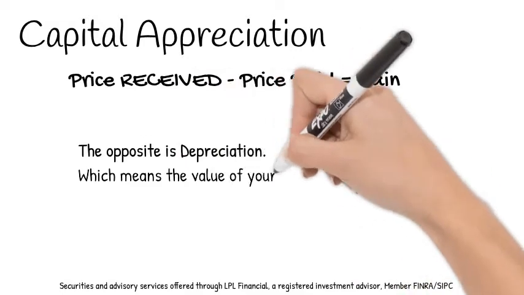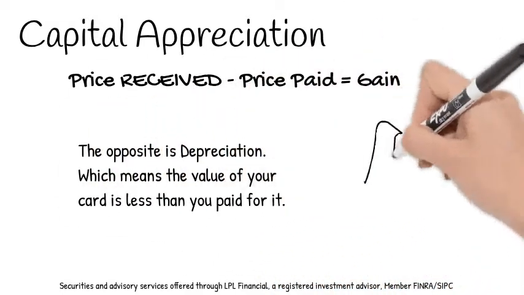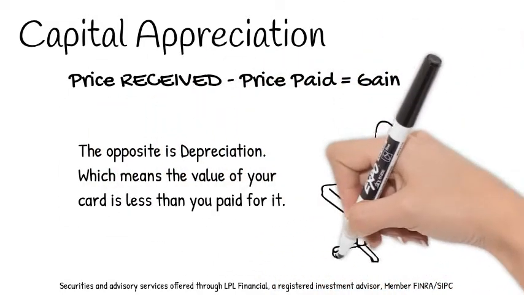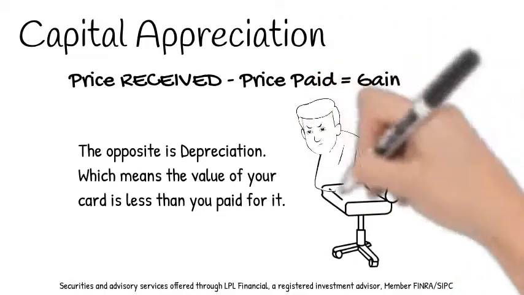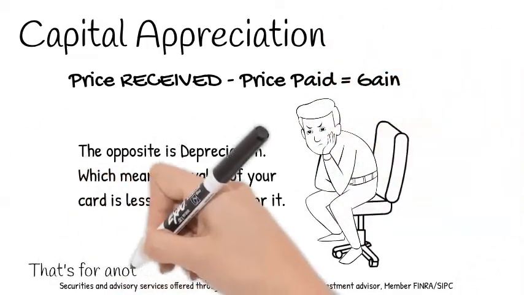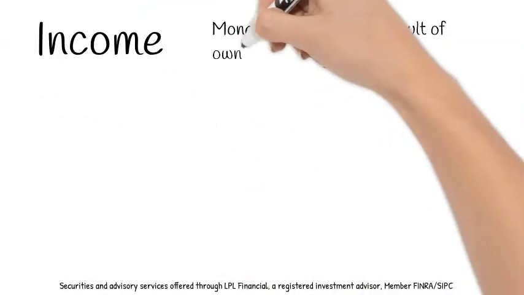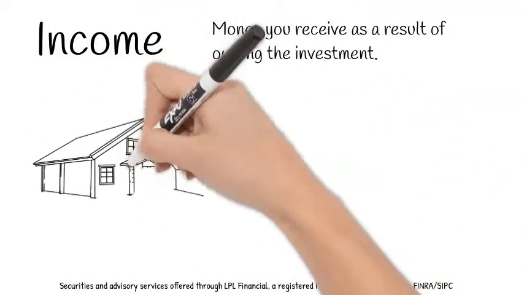Simple math. Price received minus the price paid equals capital appreciation. I know some of you out there are thinking I should include the cost of obtaining the autograph, ticket for the game, gas to and from the game, and so on. For our purposes here, let's just keep it simple. The opposite of this is depreciation, which is a loss. Wah, wah, wah.